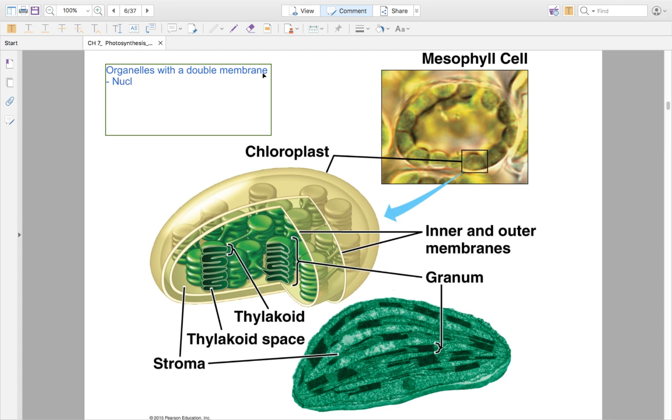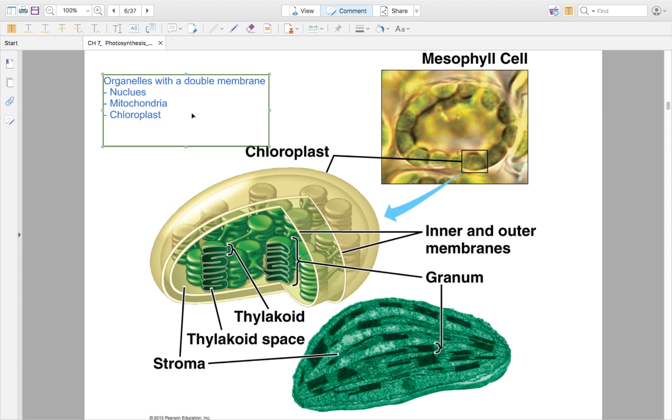The nucleus. Remember, the nucleus has a nuclear membrane. That's the double membrane. The mitochondria has a double membrane, and the chloroplast. Okay, and we discussed in previous chapters why that would be. Why did these guys have this double membrane? And if you remember correctly, it was because of the endosymbiotic theory.